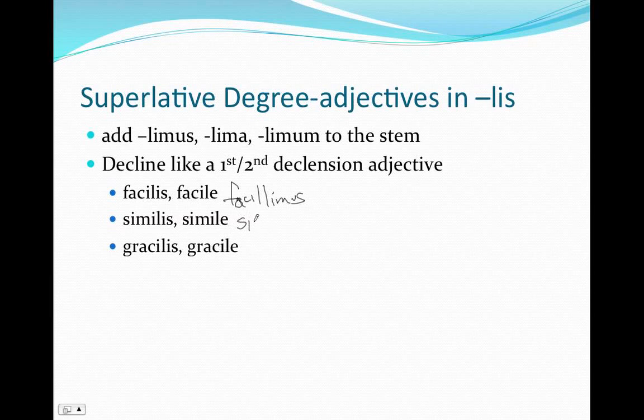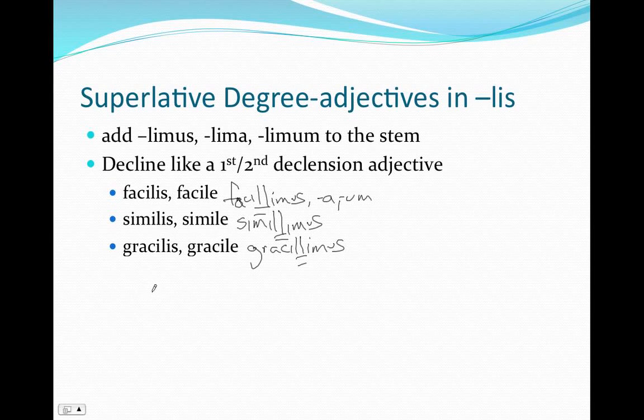Similis, similar, like, stem simil, simillimus, or gracilis, slender. There's our stem, gracil, and then add our limus. And remember, these are all first and second declension adjectives, so we can add the feminine and the neuter if we want. So facillimus, simillimus, gracillimus. Again, like the regular and the ER superlatives, look for this double consonant before the ending. So that's the basic way to form the comparative and the superlative off a positive degree adjective.